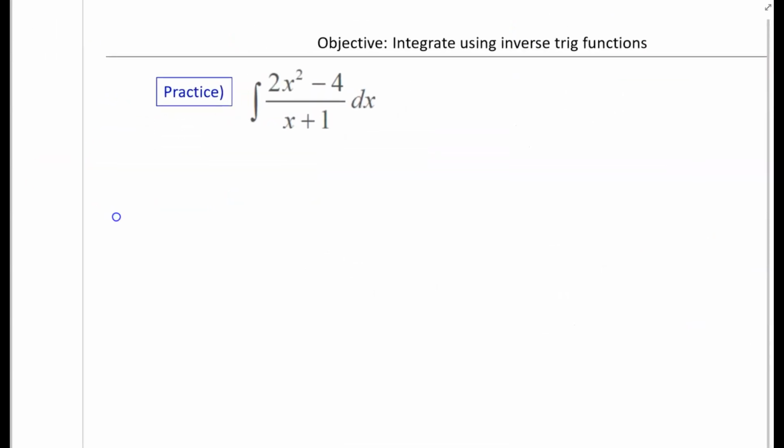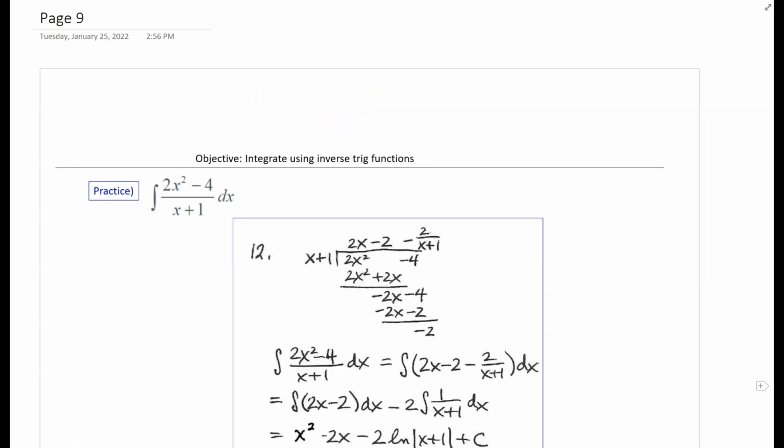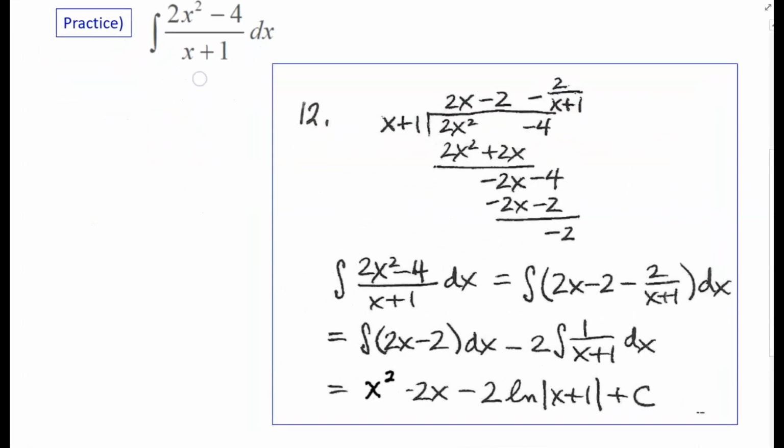All right, here is a practice problem. Please go ahead, give this one a go. All right, hopefully you paused it. Here is the solution. Hopefully you noticed that the numerator is bigger than the denominator, so you're going to have to do long division here.